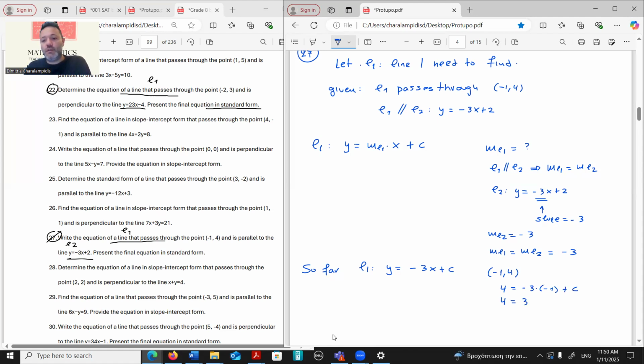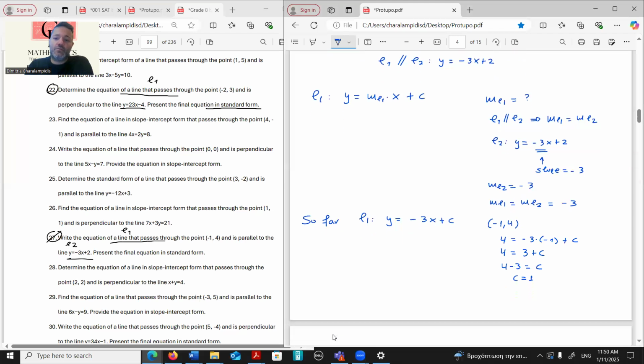So 4 is 3 plus c. 4 minus 3 is c. c is 1. So finally, L1 will have the slope-intercept form of y equals -3x plus 1.